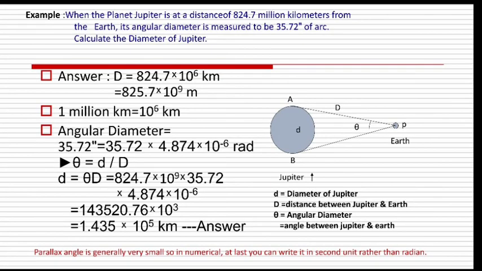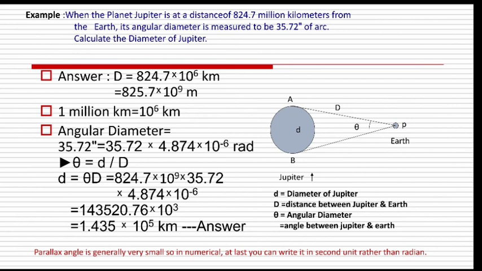Now let us take another example. When the planet Jupiter is at a distance of 824.7 million kilometers from the earth, its angular diameter is measured to be 35.72 second of arc. Calculate the diameter of Jupiter. So in this example, capital D is given as 824.7 into 10 raised to 6 kilometer. 1 million kilometer is equal to 10 raised to 6 kilometer.